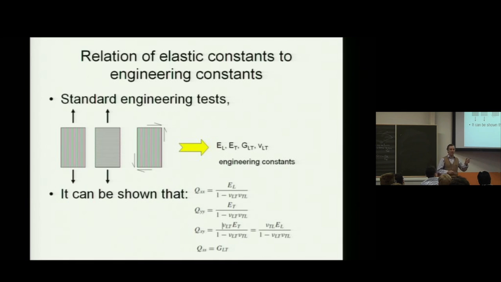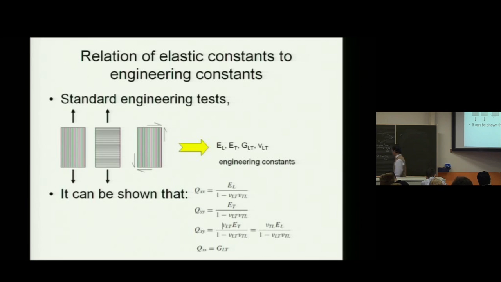Now that is the opposite of the nu LT in the sense that Poisson's ratio nu LT means I'm loading in the longitudinal direction, measuring contraction in the transverse direction. If I'm loading in the transverse direction and I'm measuring contraction in the longitudinal direction parallel to the fibers, I will in general have a different Poisson's ratio, nu TL. So in fact, there's another Poisson's ratio there, but that doesn't mean I'm adding another unknown. I still am left with 4.